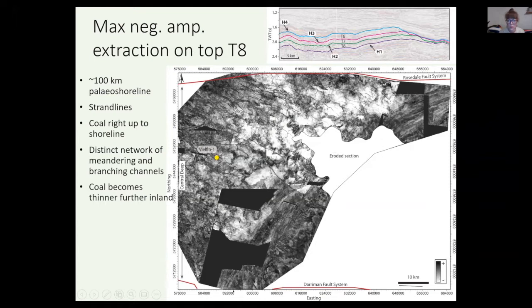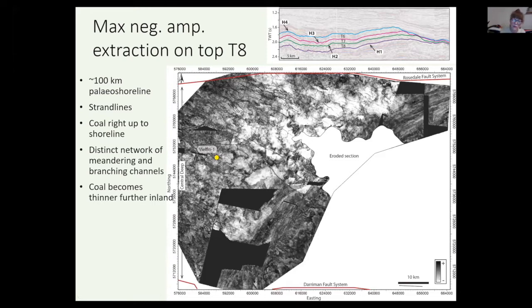Straight away, you can see there's a lovely arcuate paleo shoreline that extends for well over 100 kilometers. This is quite a large extraction area. In addition, we can see sets of parallel strand lines, indicating strand plains or beach ridge plains. We can see that the coal is concentrated immediately behind the shoreline. The coal is cut by a distinct network of meandering and branching fluvial channels.